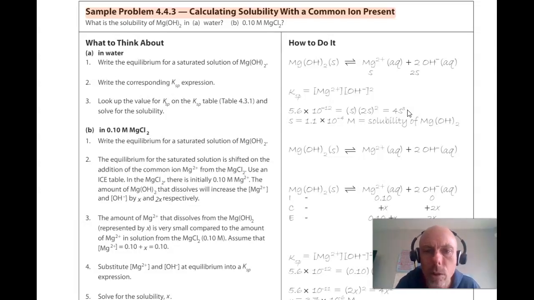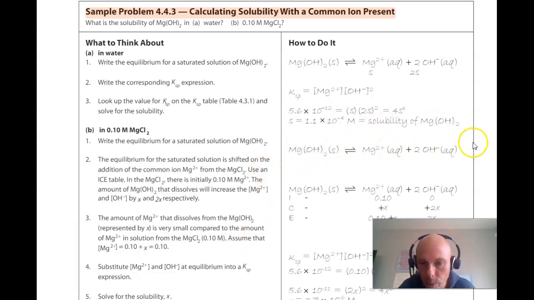But that's also the molar solubility, because for every magnesium, there was 1 magnesium hydroxide. So again, S represents the molar solubility of magnesium hydroxide. And that's the answer to part A. In the presence of water, in the presence of no common ion, the molar solubility is 1.1 times 10 to the minus 4. Only 1.1 times 10 to the minus 4 moles of magnesium hydroxide would be able to dissolve in a single liter of pure water.